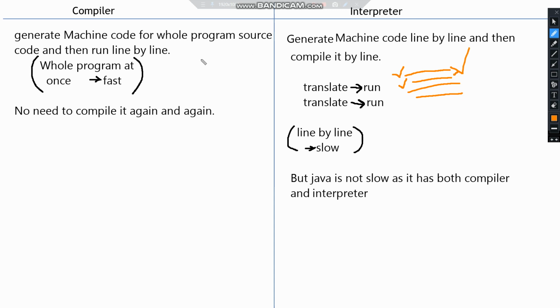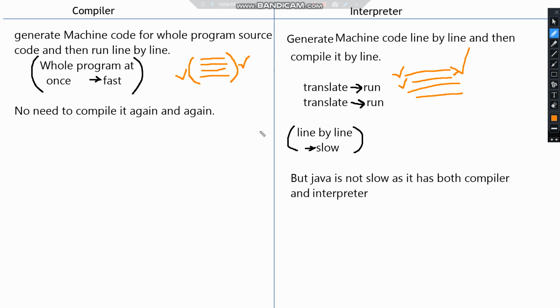In the case of a compiler, suppose we have multiple lines like this. It will not compile line by line, it will do it as a whole. It will first translate all the lines in one go and then run them in one go. That's why it is comparatively faster than an interpreter.